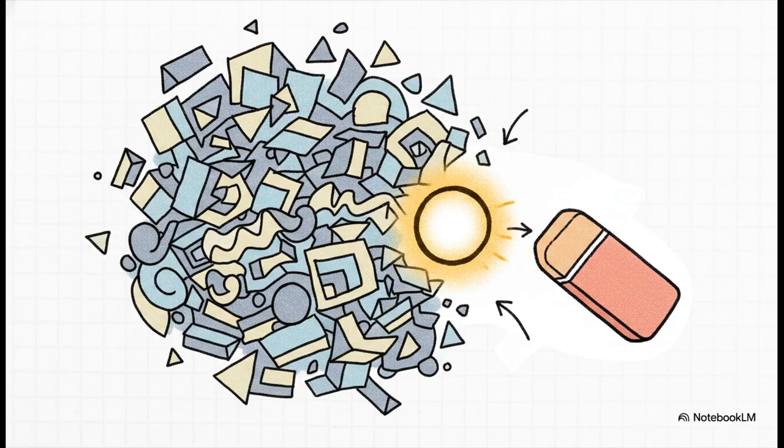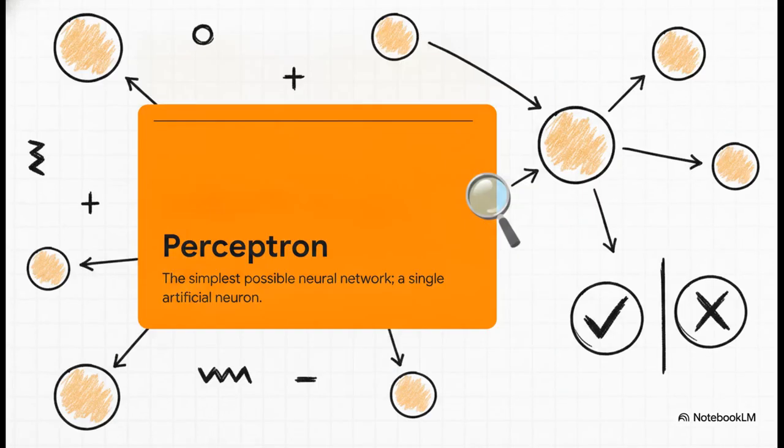Section 1. The simplest neural network. So, to understand that historic failure, we have to start at the very beginning. We're stripping away all the hidden layers, all the massive data sets, and focusing purely on the core mechanism of decision-making. Enter the perceptron. A perceptron is the simplest possible neural network. It's just a single artificial neuron. You can kind of think of it as a tiny, isolated decision engine. It takes in various inputs, processes them together, and spits out a strict binary decision. It really is the fundamental atom of machine learning.